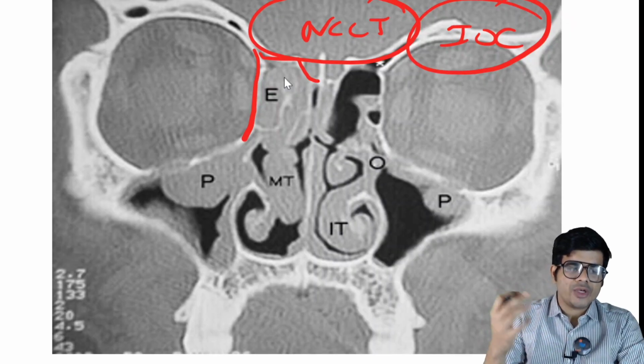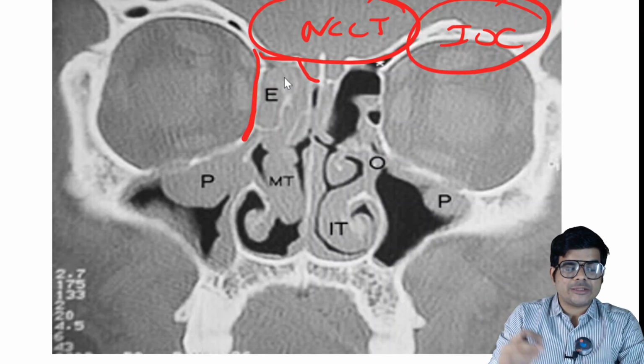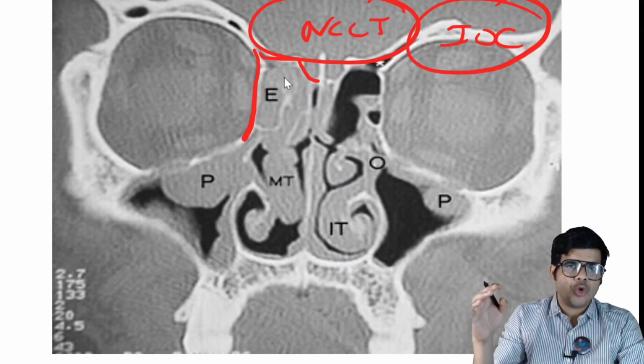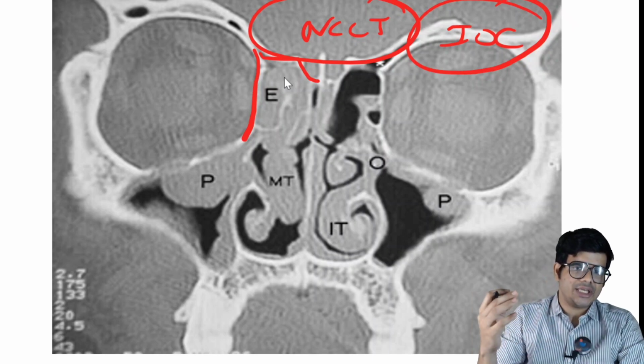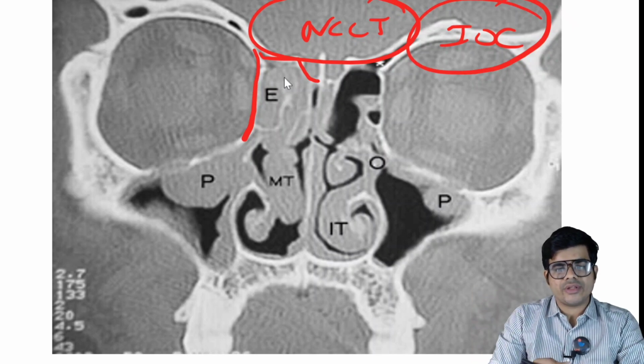And when will you do a contrast CT scan? If the patient is presenting with epistaxis, you will have to suspect a mass which is vascular like JNA. In that case, you have to do a contrast CT scan. Otherwise, NCCT is more than enough.